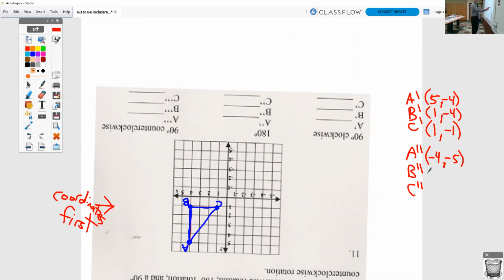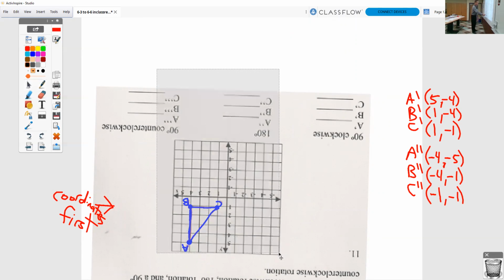B looks like it's at 4, 1, but it's not. It's over to -4, down to -1. Because anytime you go to the left, it's negative. Anytime you go down, it's negative. And C looks like it's 1, 1, but it's not. It's -1, -1.